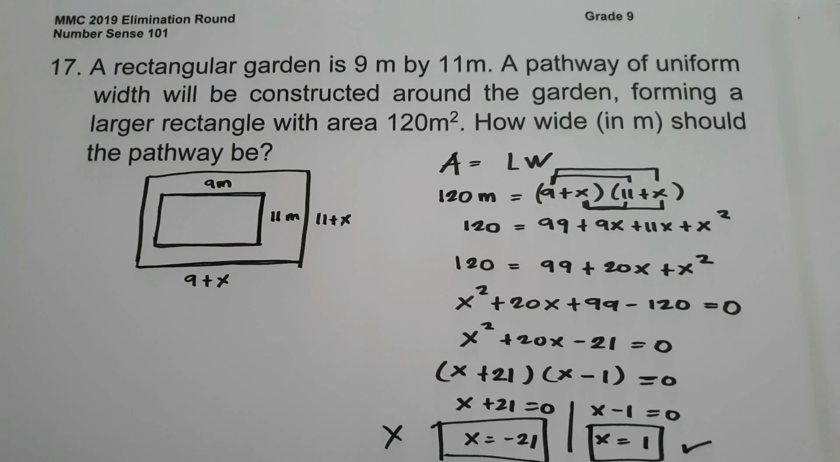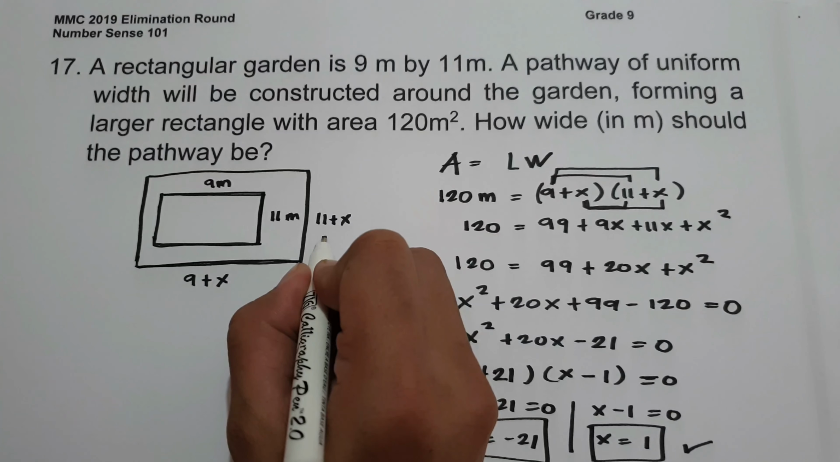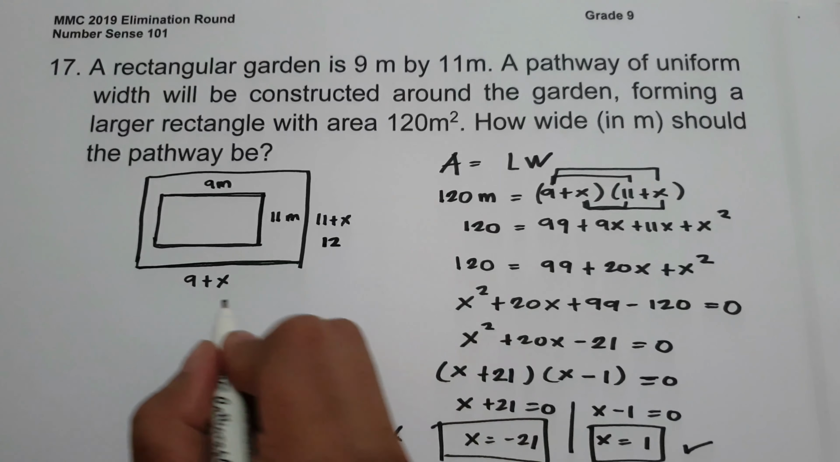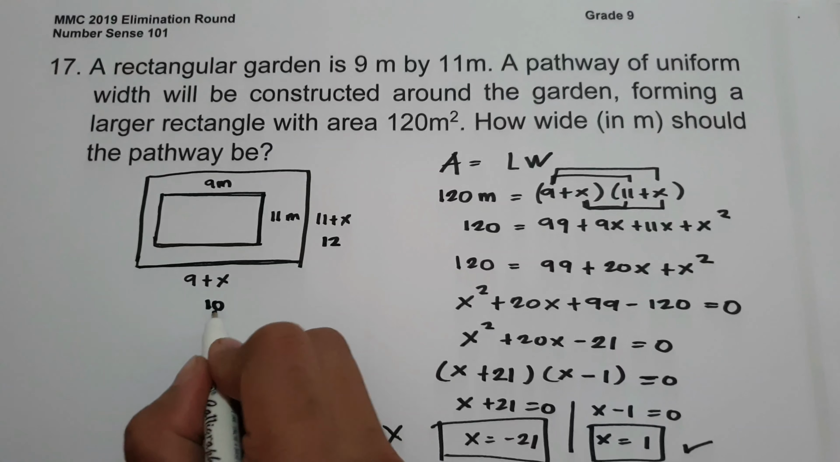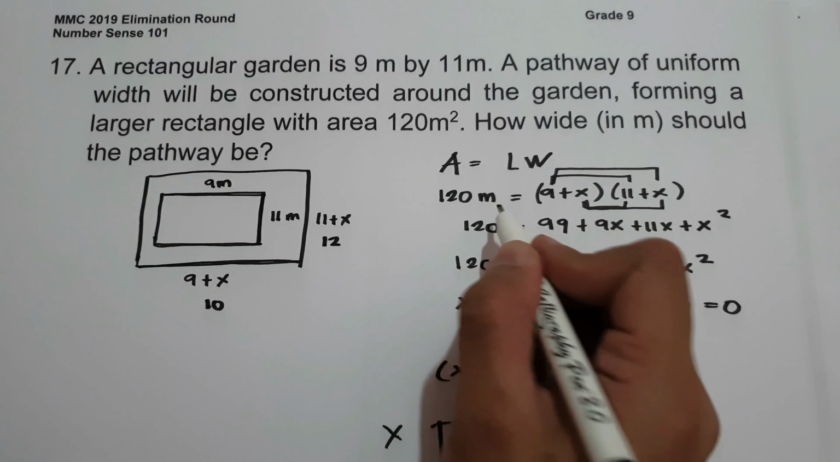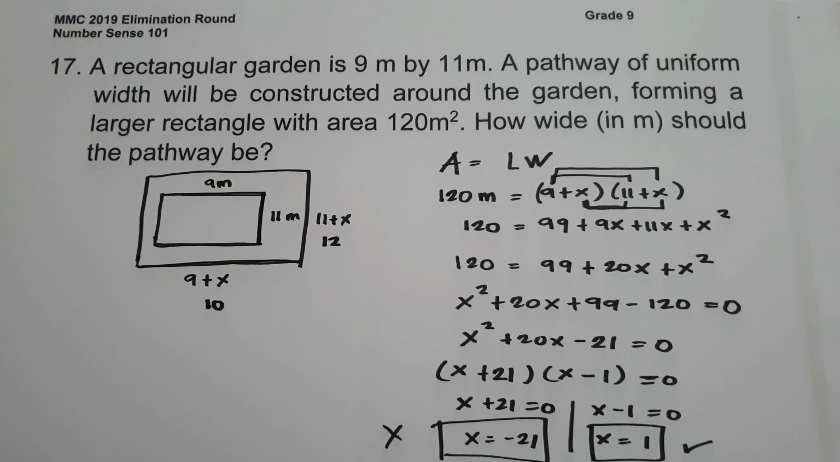To check our answer, this will be 11 plus 1, that is 12, and then 9 plus 1, that is 10. And 10 times 12 is 120 meters. So this will be our answer, that is 1.